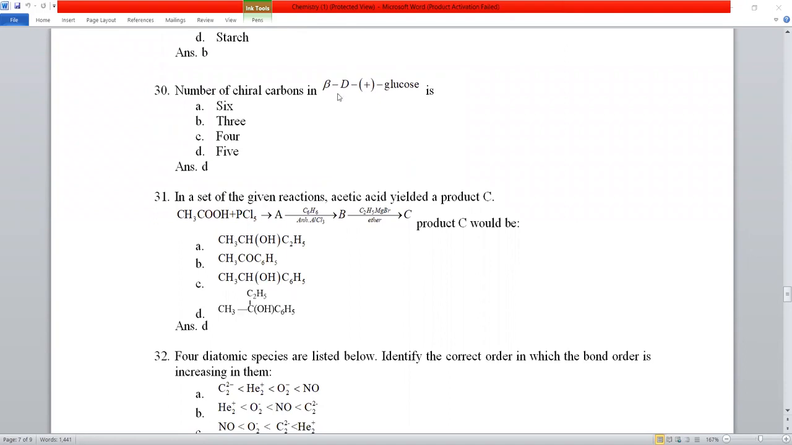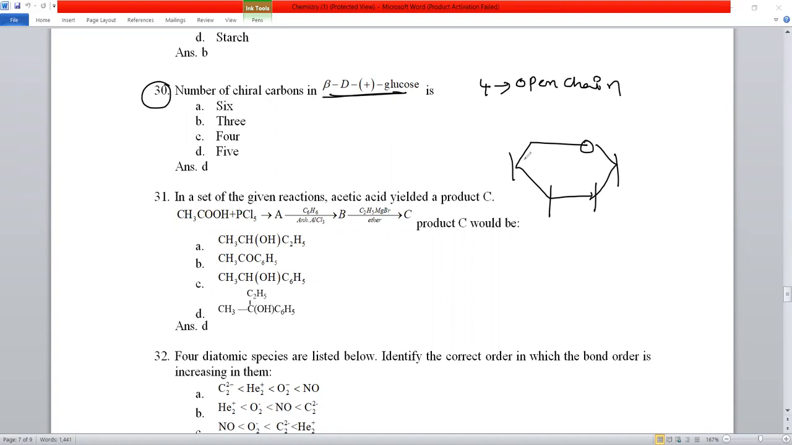Next, question number 30. Number of chiral centers in beta D glucose. Beta D glucose means it is in the cyclic form, right? In the open form, glucose has only 4 chiral centers in the open chain. But beta D glucose is the cyclic form, so I'm giving you the cyclic structure of glucose. Beta D means the first carbon has OH up, H down, then OH up, H down. Third carbon OH up, H down. Here it should be OH down, H up, CH2OH. Total 6 carbons we have here.